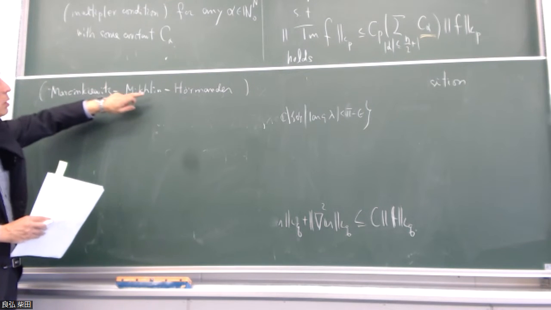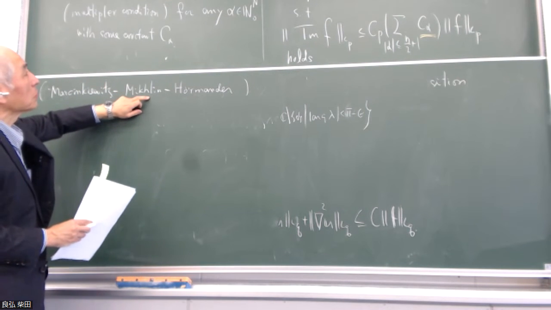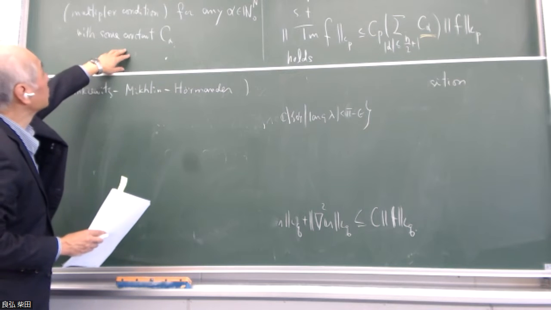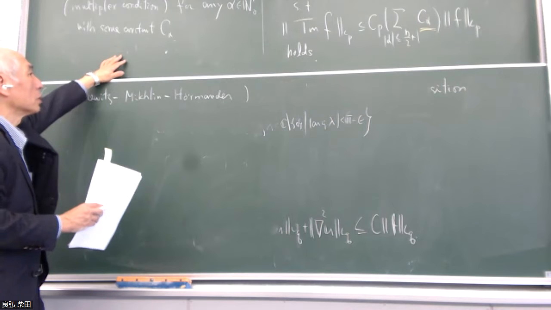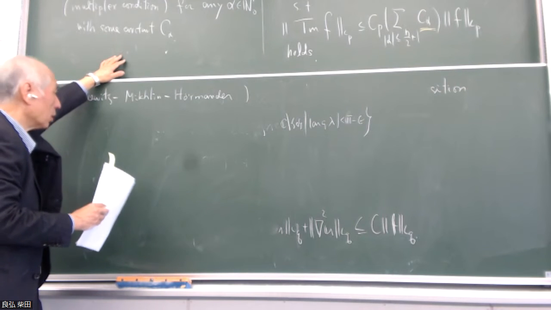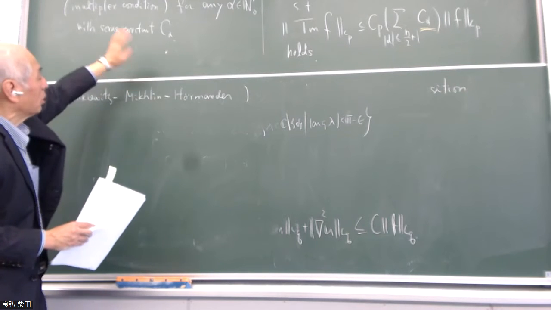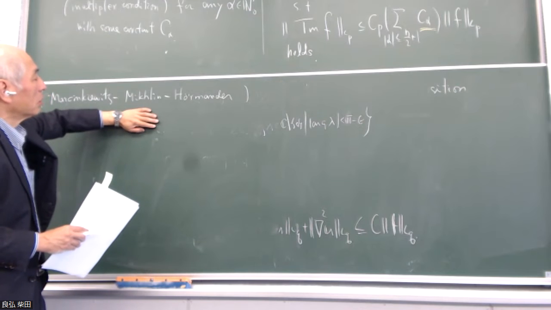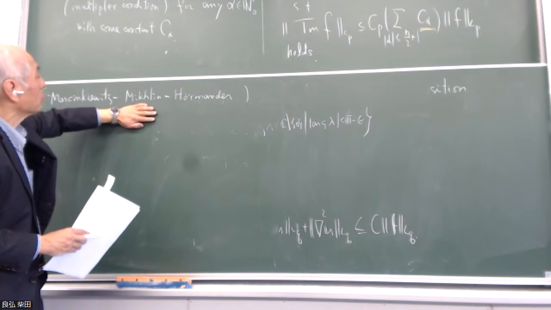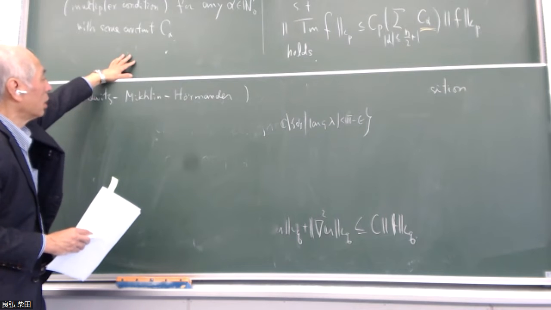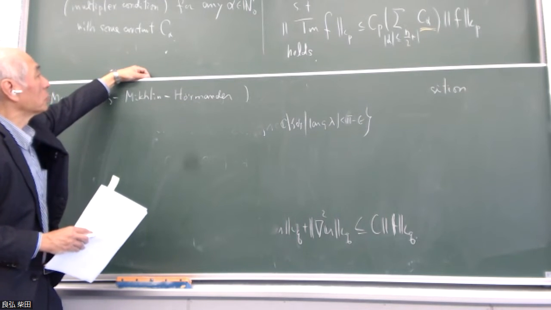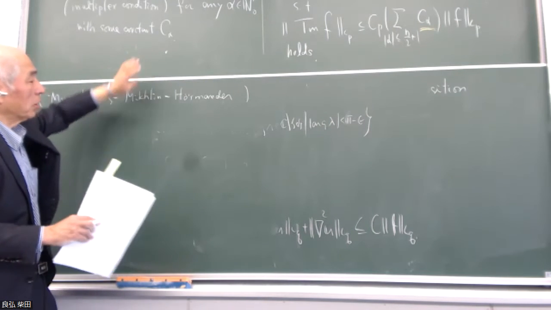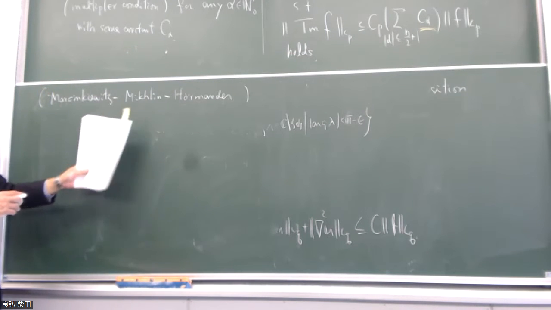And then Mikhlin, the Russian mathematician, proved this. Another extension exists, but essentially Mikhlin proved this. And then Hermann also proved the same theorem, in a more elegant and more readable way in some sense.